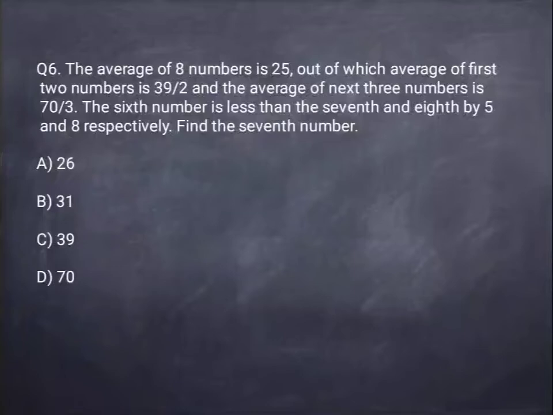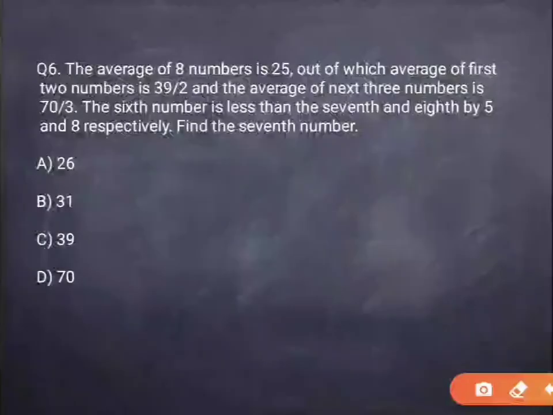Okay, the average of 8 numbers is 25, out of which average of first 2 numbers is 39 by 2 and the average of next 3 numbers is 70 by 3. The sixth number is less than the 7th and 8th by 5 and 8 respectively. Find the 7th number. Option A 26, option B 31, option C 39 and option D 70.